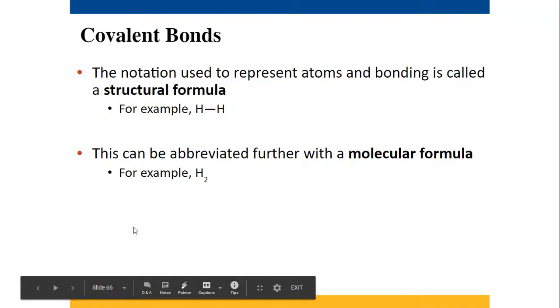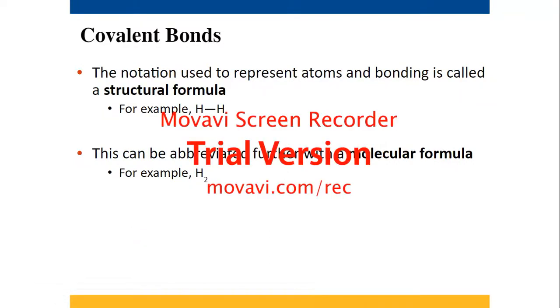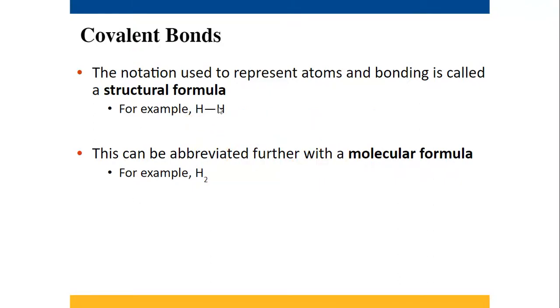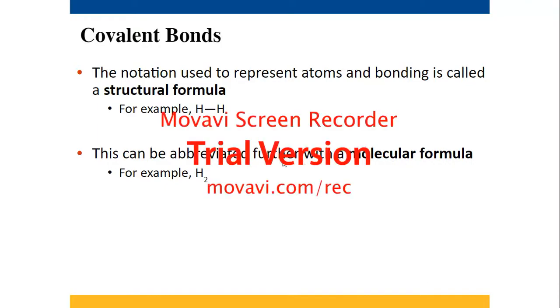All right, so you have molecular formula. You have structural formula, which is a notation used to represent atoms and bonding. Okay, so that's just showing you that this is a single bond. Okay, if you had 2 lines, that's a double bond. If you have 3 lines, that's a triple bond. Okay, but what they usually write, you see molecular formula, where they just have H2. So they're not actually showing you the bonding. They're just showing you how many hydrogen atoms there are.